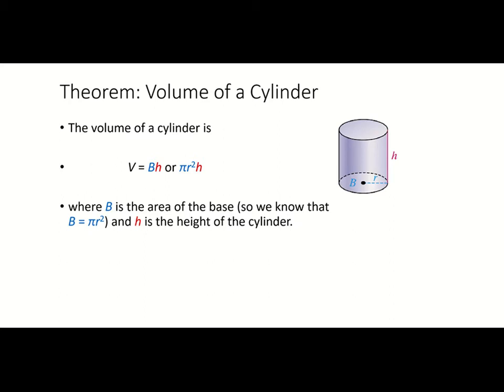Next, we're going to look at the volume of a cylinder. And again, to find the volume of a cylinder, you're going to do base times height. But now, because our cylinder has a base of a circle, it would be pi times radius squared times height.